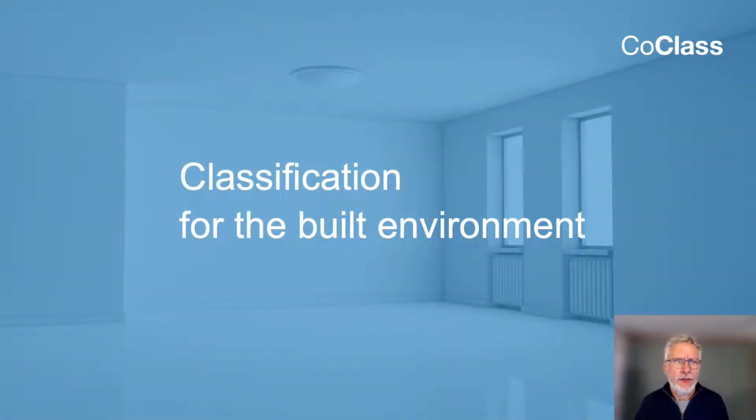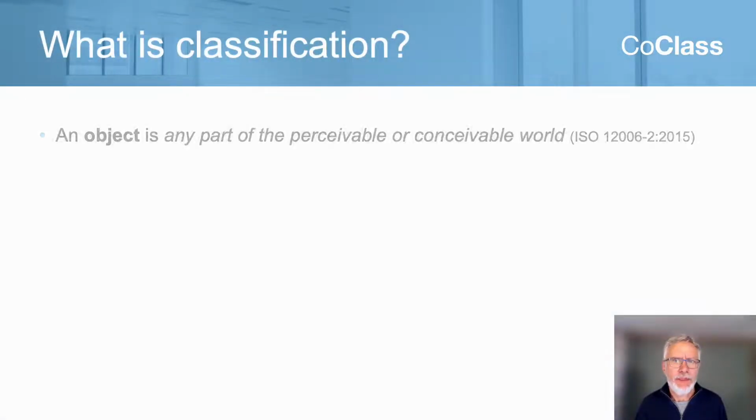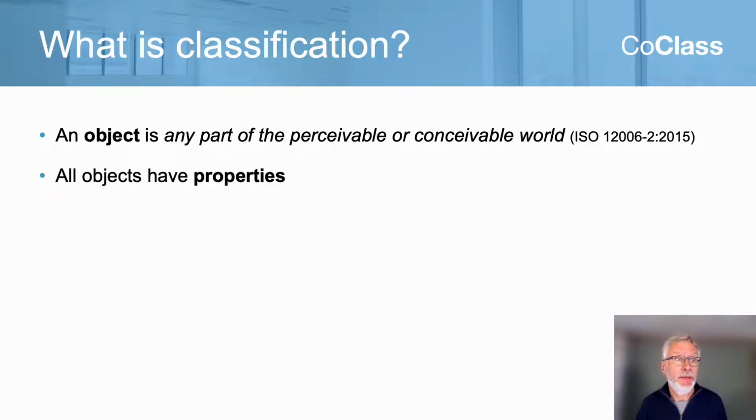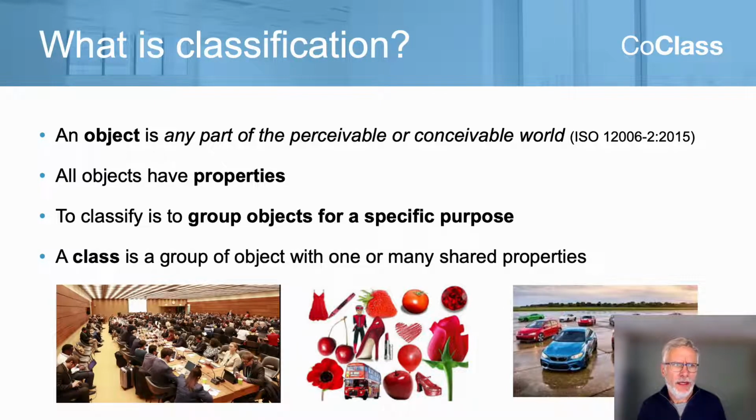First of all, let's start with classification as such. What is it? Well, classification is about objects, and an object could be anything, perceivable or conceivable, something you can touch or something you can talk about. It could be virtual or real. And obviously all objects have properties. So to classify is to group objects for a specific purpose. And a class then is a group of objects with one or more shared properties.